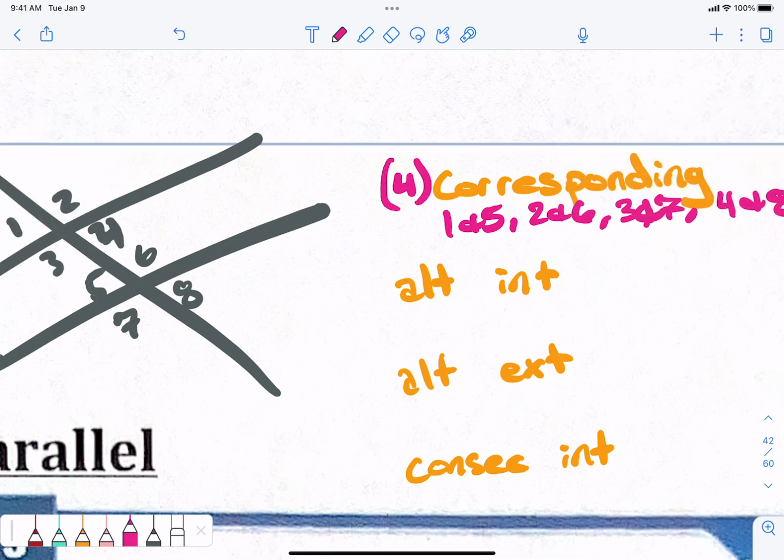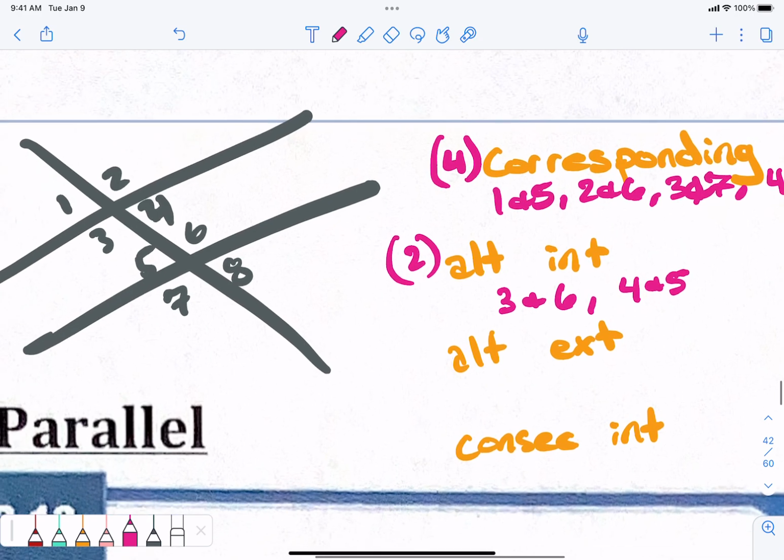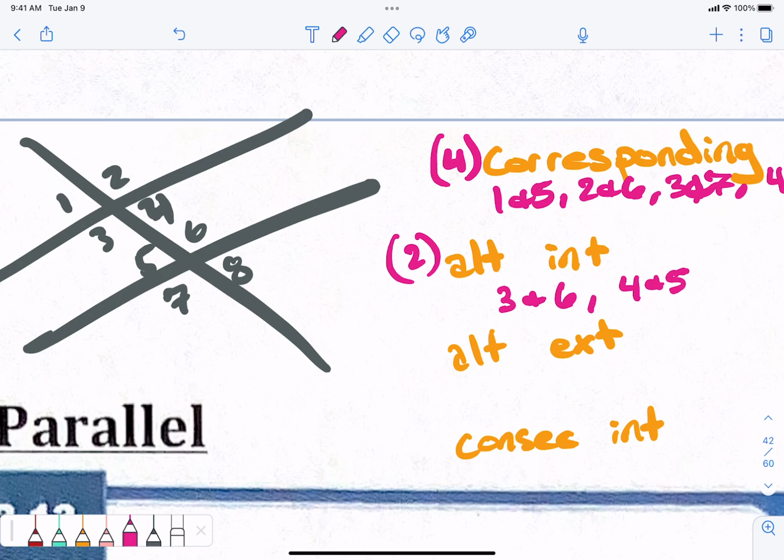Okay, alternate interior. Which ones are alternate interior? 3 and 6 and 4 and 5. So how many sets of those are there? 2. Only 2. How many sets of alternate exterior are there? 2 and 7, 1 and 8, right? Okay, but there's only 2 sets of those, right?